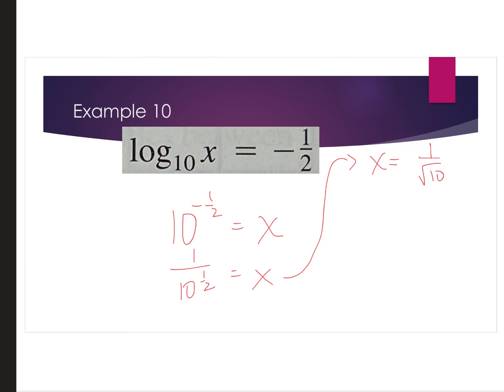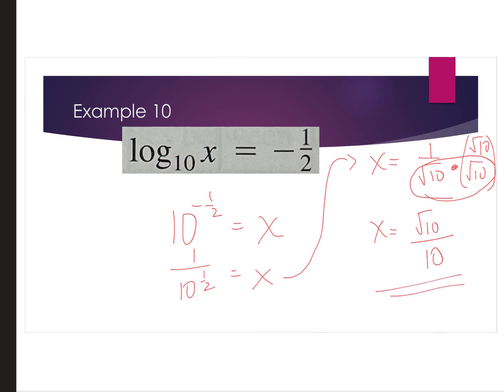And we're not allowed to have radicals in the denominator, so I'm going to rationalize. I'm going to multiply the top and the bottom by rad 10 over rad 10, giving me an answer of rad 10 over 10, right? Those come out from under the radical. Now this is a legal answer.